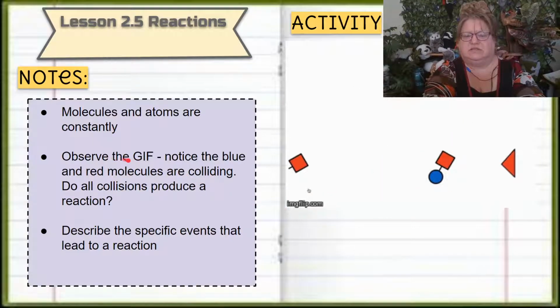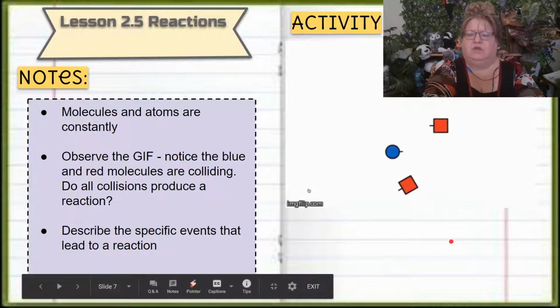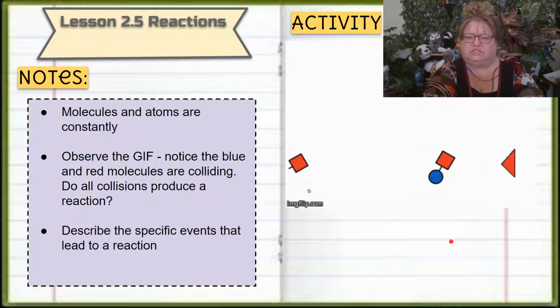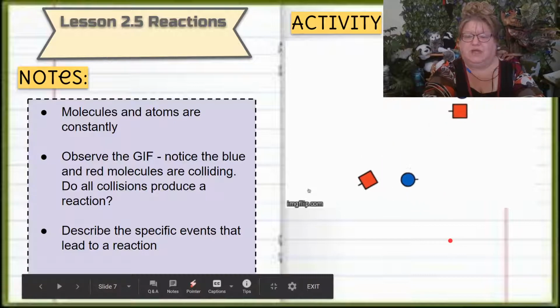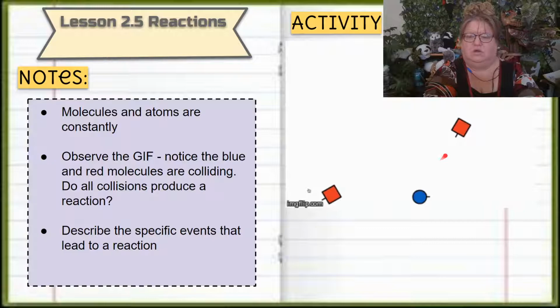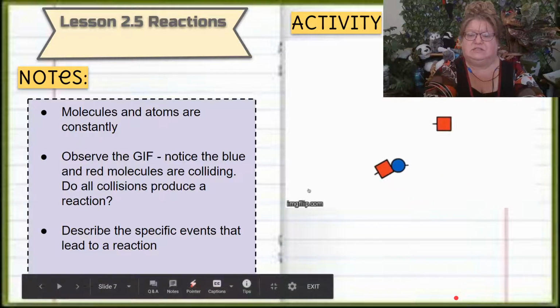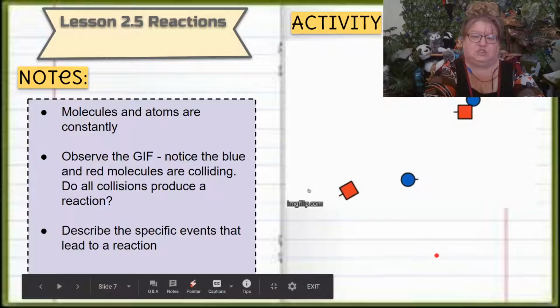So notice this. The red and the blue are colliding. Right in the beginning, boom, there's a collision, there's a collision. But those two initial collisions are not producing a reaction. So this first one, and then they bump into each other. They just bounce off of each other. It's only that last interaction that produces an actual change.